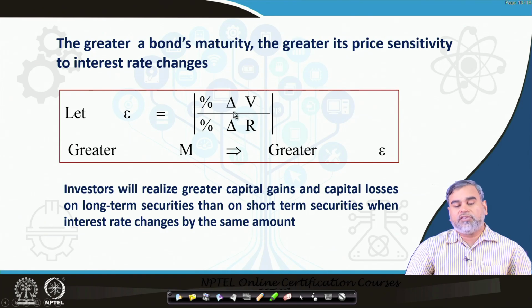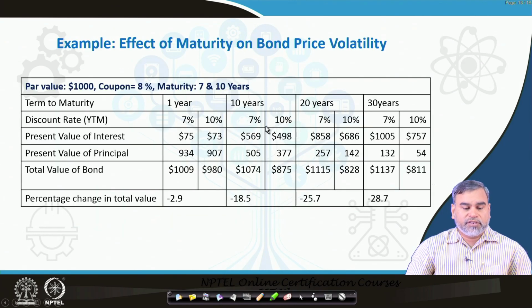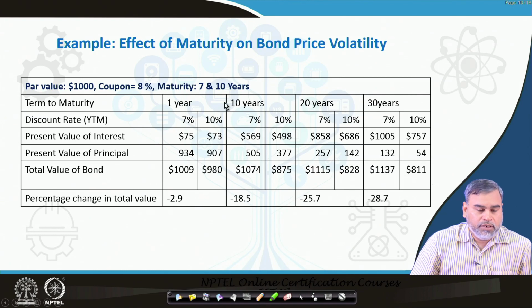That means the percentage change in the value divided by the percentage change in the interest rate is always greater whenever M is increasing. So, the greater the M, the greater the epsilon, which is represented as the percentage change in the value of the bond divided by the percentage change in the interest rate. If you see this example, then it will be more clear.